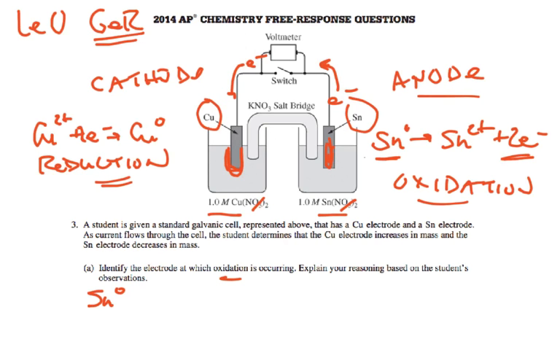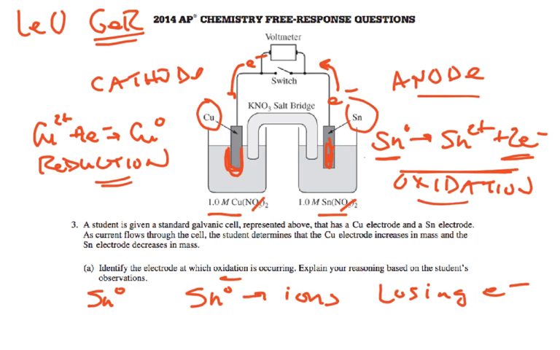And why? Because if the tin is losing mass, then that means that the tin metal must be turning into ions. So the tin metal is turning into ions, and that's why it's losing mass. That's losing electrons, which is oxidation. So we will put that into nicer terms, but that's the idea.